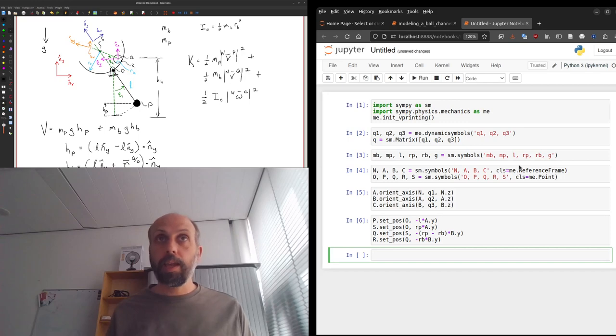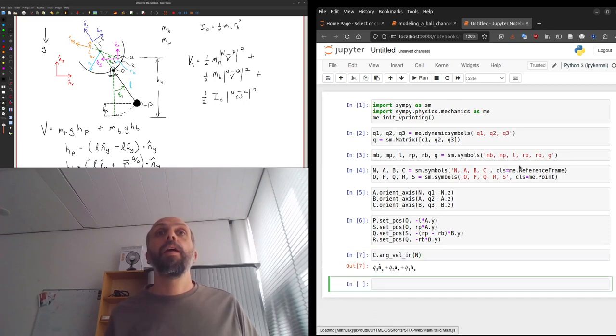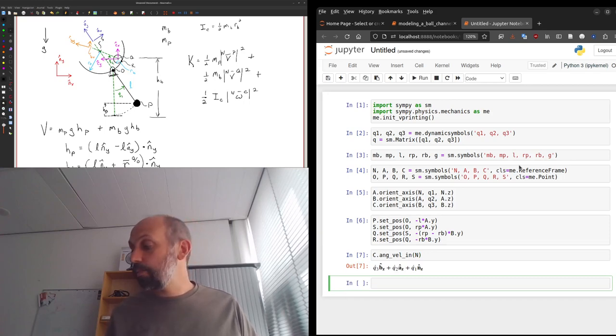Recall, we need the angular velocity of C, which is already available to us if we just call ang_vel_in N. Okay, pretty simple: Q1 dot plus Q2 dot plus Q3 dot in this case. We get the magnitude of that, and we'll be fine for getting our rotational kinetic energy. And then for the linear kinetic energy, we need the linear velocities of both P and Q. We can make use of the two-point theorem there.